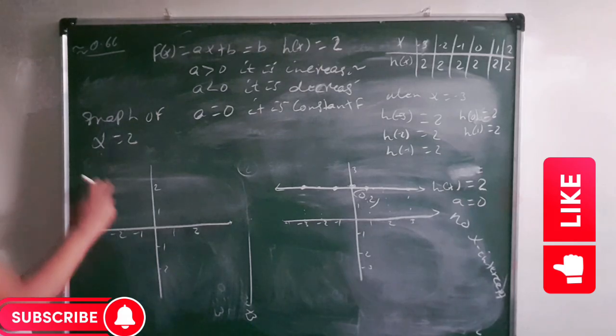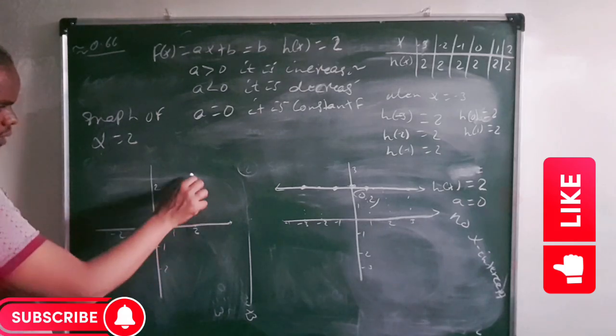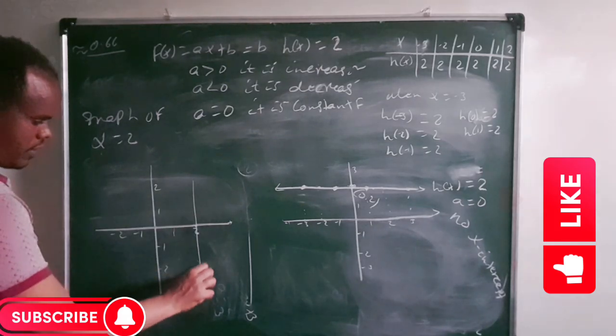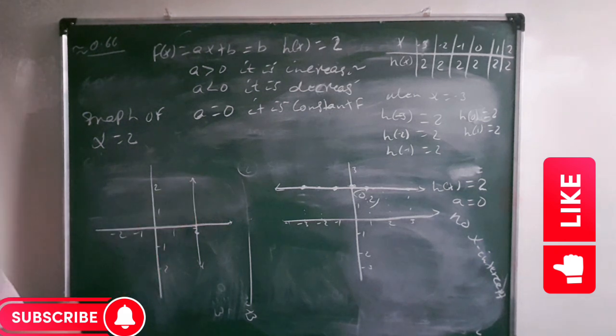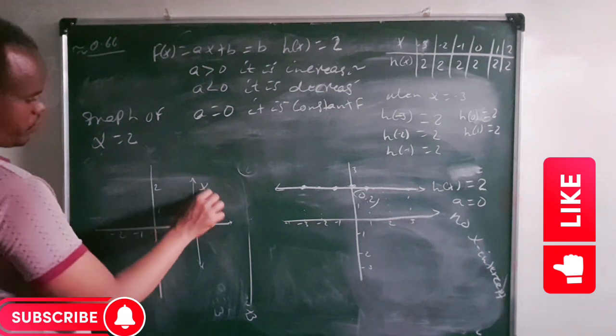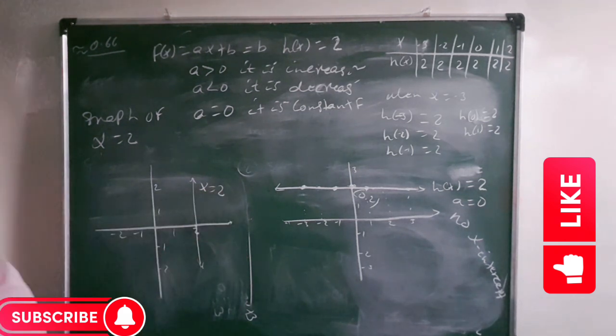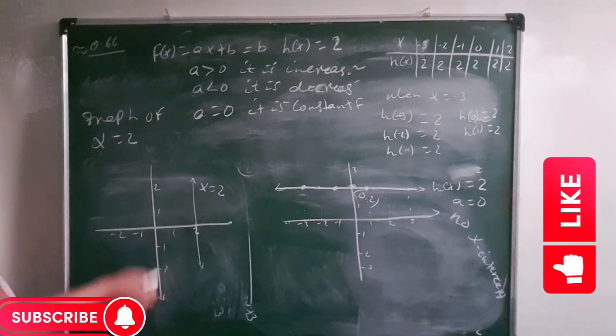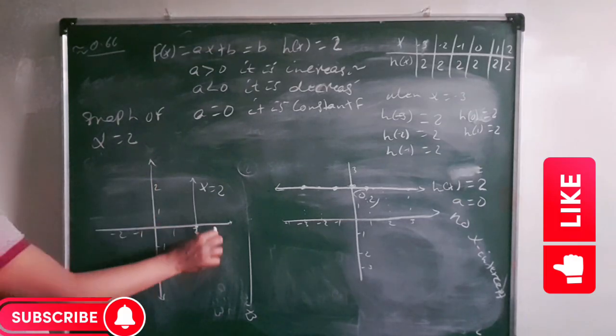At x equals 2, what does this mean? That is a vertical line. There is no y-intercept. This is the graph of x equals 2. There is no y-intercept, but you will have an x-intercept at (2, 0).